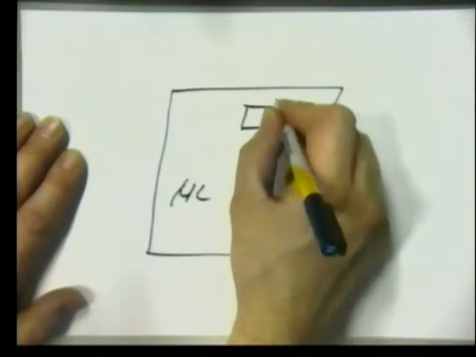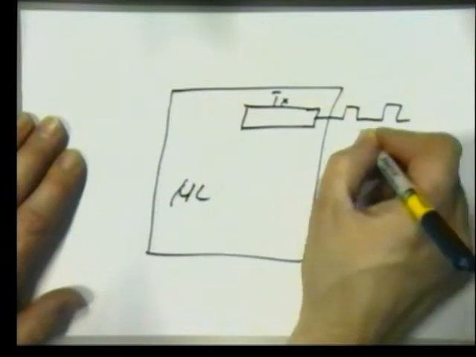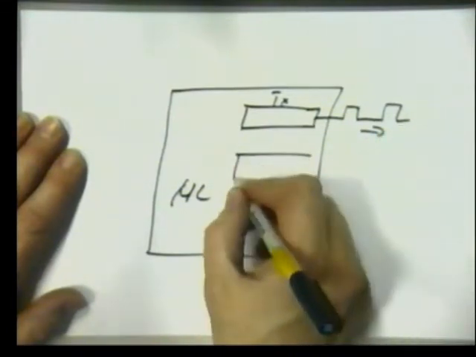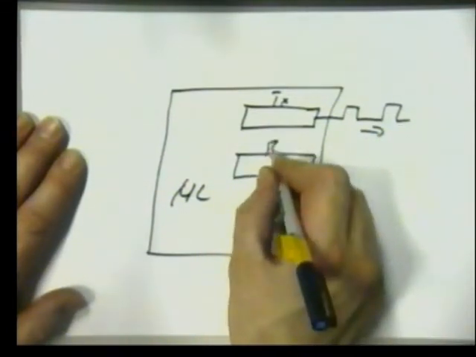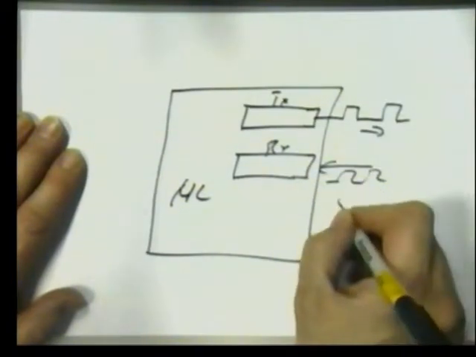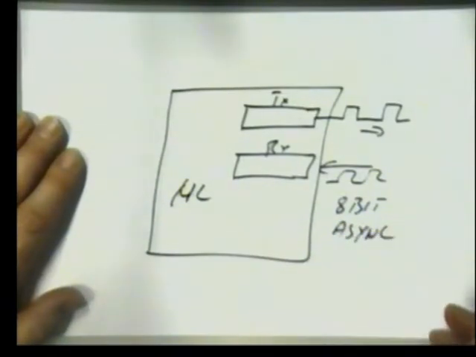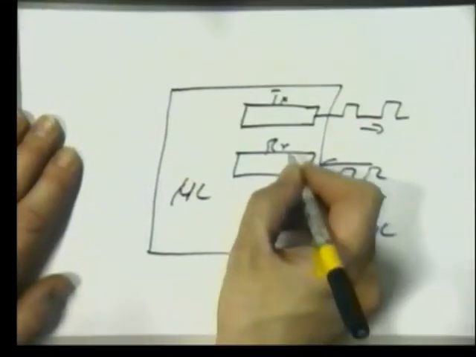Somewhere or other, there will be a transmit buffer on which data is transmitted out, and somewhere also there is a receiver where data can come in. And this is typically 8-bit asynchronous data. That's how it's normally set up.